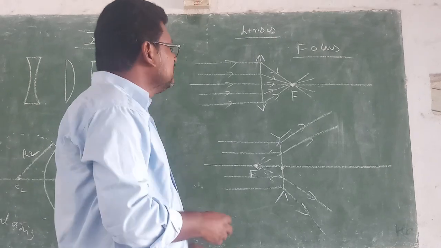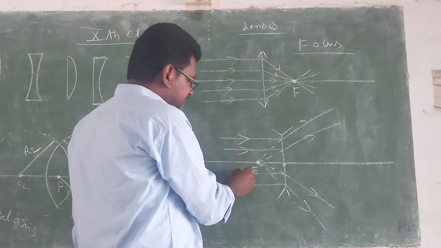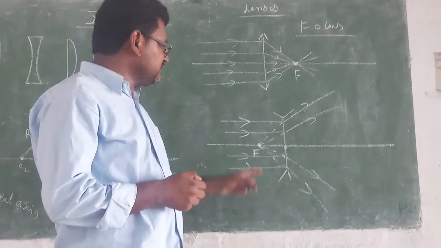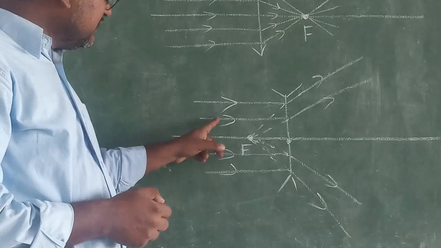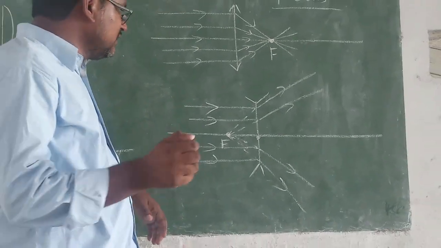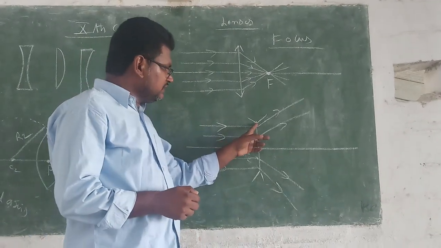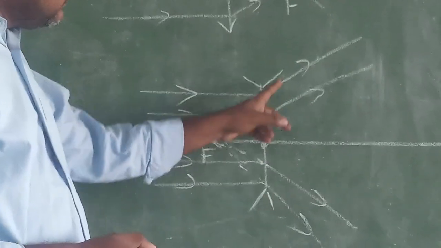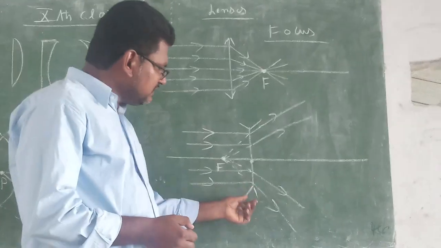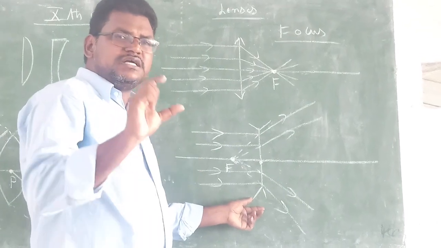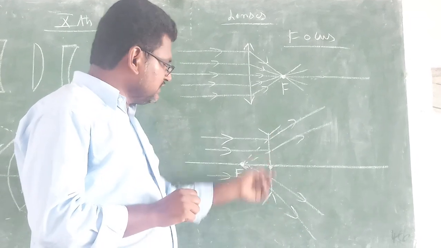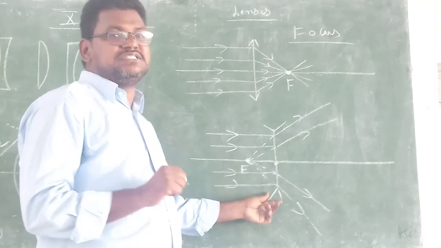Suppose let's take the case of a concave lens. In the case of a concave lens, these are the incident light rays coming from an infinite distance object. See here, after the refraction, the refracted light rays are diverging in this way. That means the concave lens is diverging the refracted light rays. That's why this concave lens is called a diverging lens.